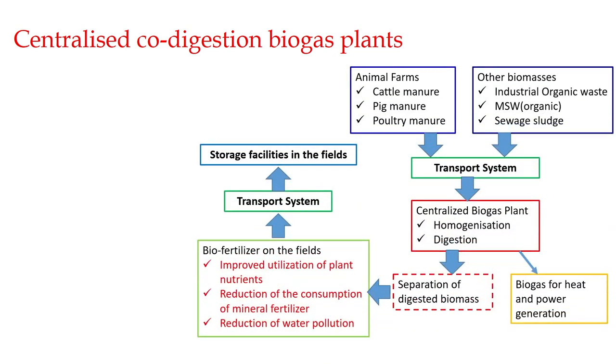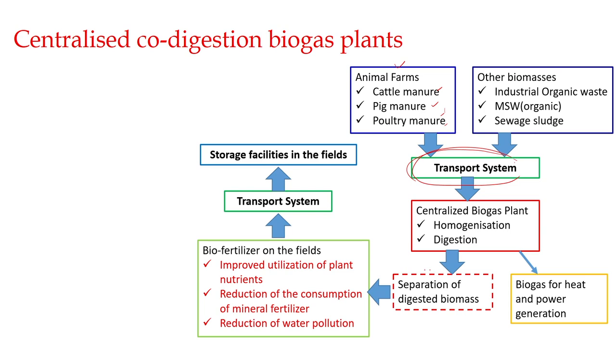And if we talk about a centralized co-digestion biogas plant, it is something like we have animal farms, it may be cattle manure, pig manure, poultry manure. So all those things we need to collect. And other biomasses like industrial organic waste, then municipal solid waste, and of course this is the organic part we are talking about, and sewage sludge. So all those things we can collect, and we take help of a transportation system, and then that should come to a centralized biogas plant where homogenization will be done and digestion will take place. Once digestion takes place, then biogas will be generated. And this biogas can be used for both thermal and electricity generation.